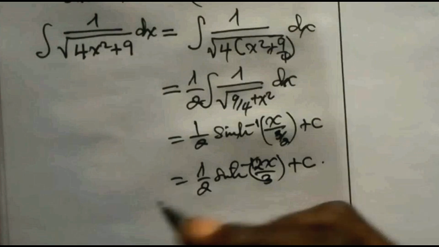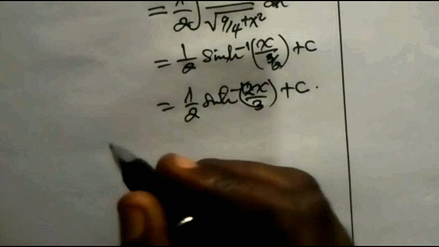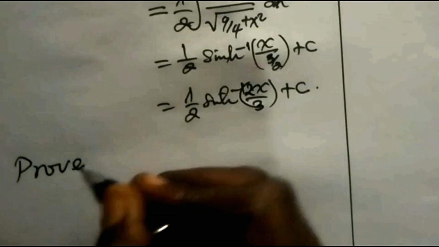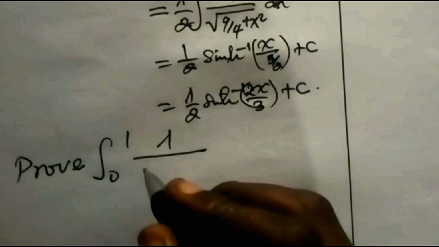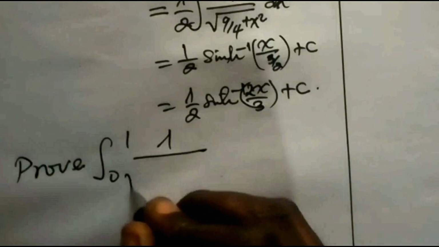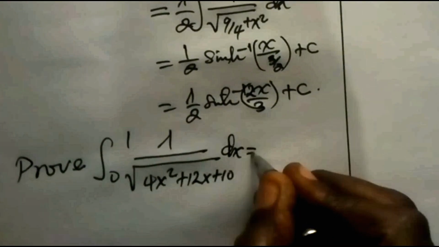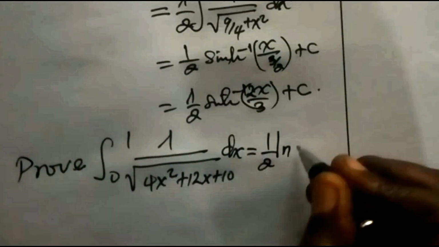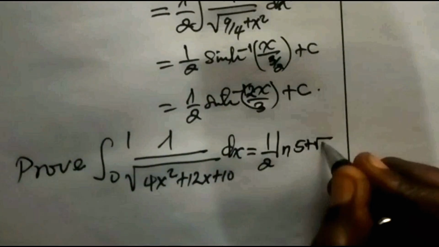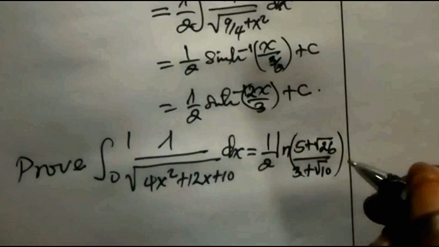Again, you could have to apply that to solve questions in which you have to complete the square at the denominator. A very good example, a past exam question, is: prove that the integral from 0 to 1 of 1 all over the root of 4x squared plus 12x plus 10 dx equals 1 all over 2 ln of 5 plus the root of 26 all over 3 plus the root of 10. It's a past GCE question.